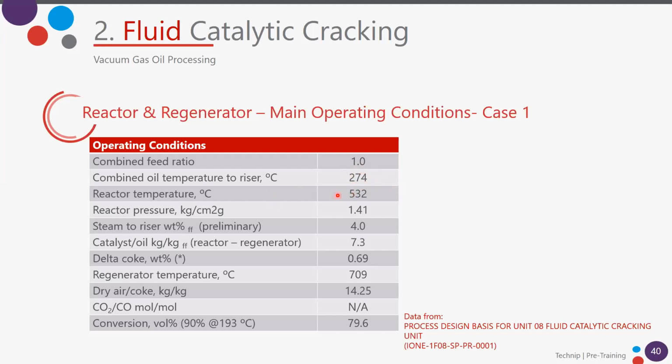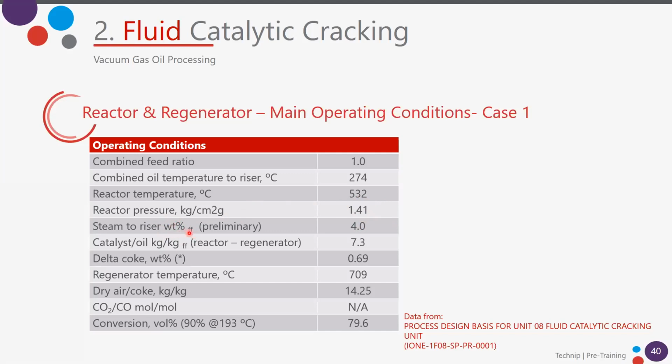The reactor temperature is 532. We have the pressure. Remember that we have seen that in this kind of reaction, from 1 mole we produce 2 moles of product. So these reactions are favored by lower pressure. So we are working at low pressure, at 1.4 kilograms per square centimeter. We have here the steam that we have to put into the riser.